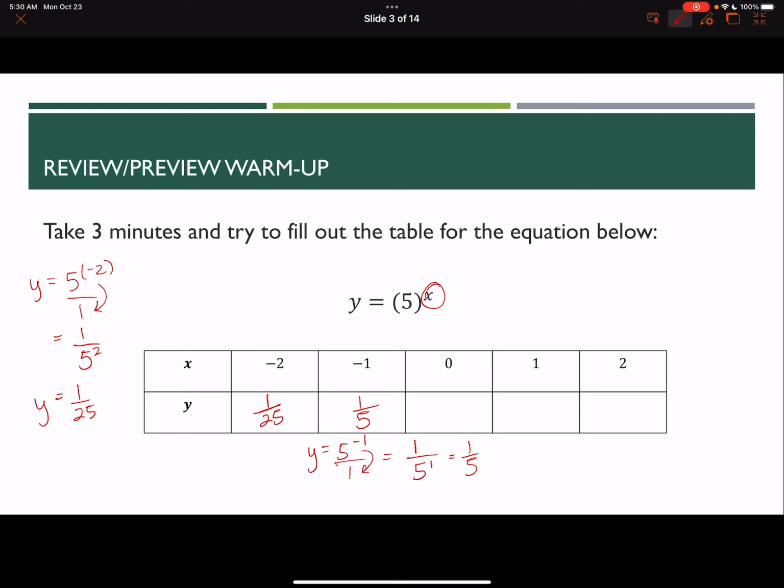All right, how about when I plug in 0 for x, 5 to the 0? Anything to the 0 power we know is 1. So this is just 1.